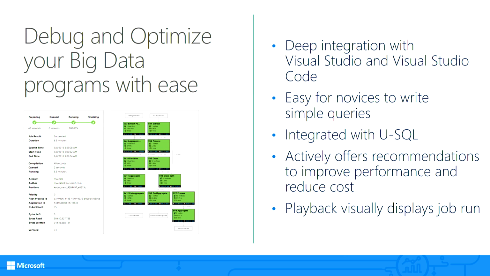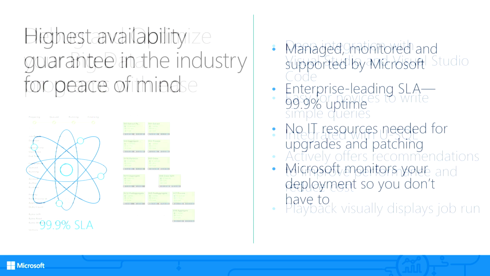And I mentioned earlier about this debuggability. I don't know if that's even a word, debuggability. But you can easily debug and optimize your code. There's deep integration with Visual Studio Code. You can also run it from the portal, but I definitely recommend doing this from a Visual Studio type framework. It's integrated with U-SQL, and you can replay the jobs back, see where the bottlenecks are, see what's happening when you're doing your job, and what's taking so long, and actually understand that so you can optimize your code.